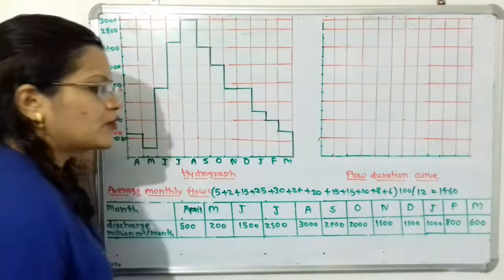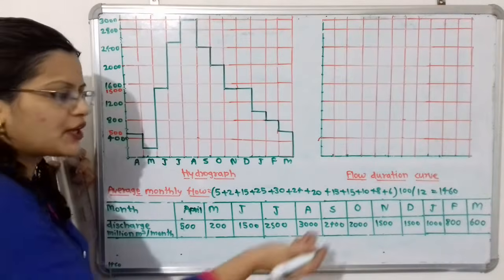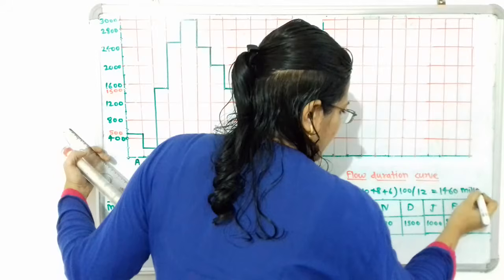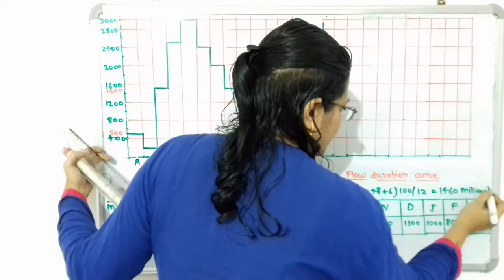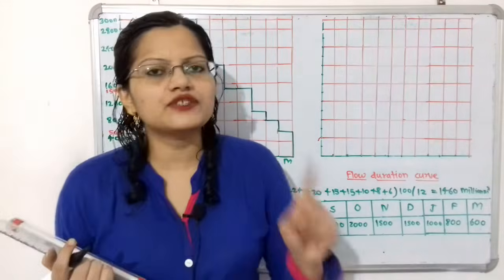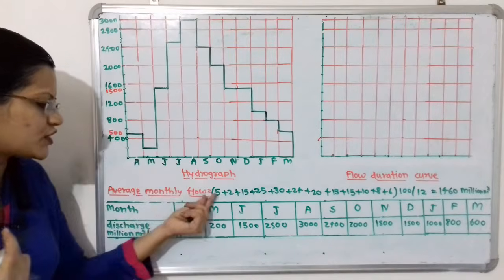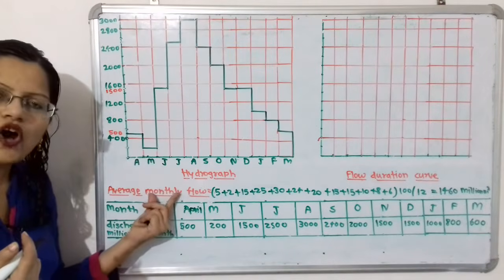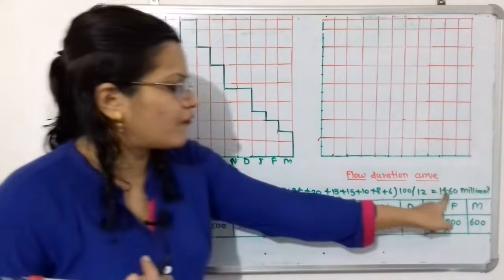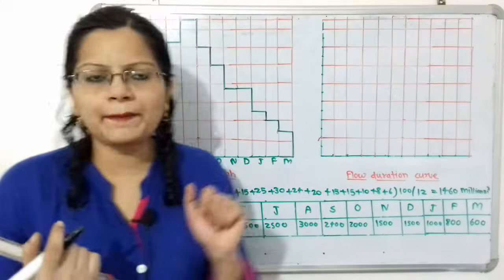So what is its unit? So 1460 million meter cube. So this is the average monthly flow. So here in this question, the word average monthly flow is already included. That is, this is the average flow for a month.